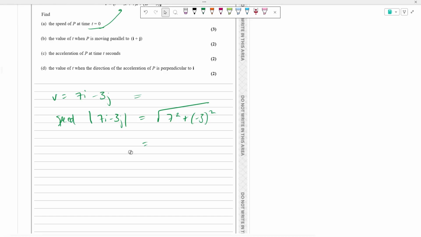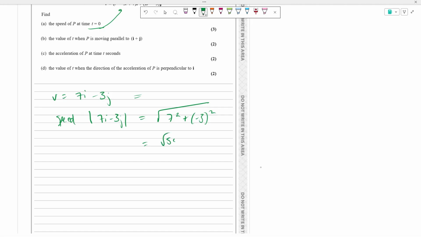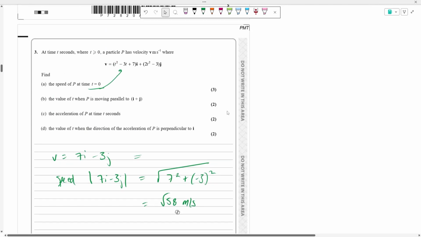If we put this into our calculator, the square root of 7 squared plus 3 squared. I was going to skip typing the minus, but let's do it. They still give us the same answer. Make sure you put in the brackets around the minus 3, otherwise you'll get a different answer. And you get root 58. Root 58 meters per second. If you want to convert to decimals, you can, but this should be fine.